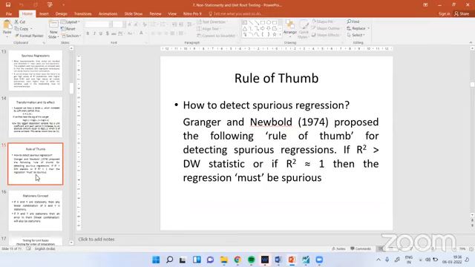Yeah, here it is. This rule was given by Granger and Newbold in 1974. If R square is greater than Durbin-Watson statistic, then the regression must be spurious. If R square is equal to 1, then there are chances that it's a spurious regression. Done?